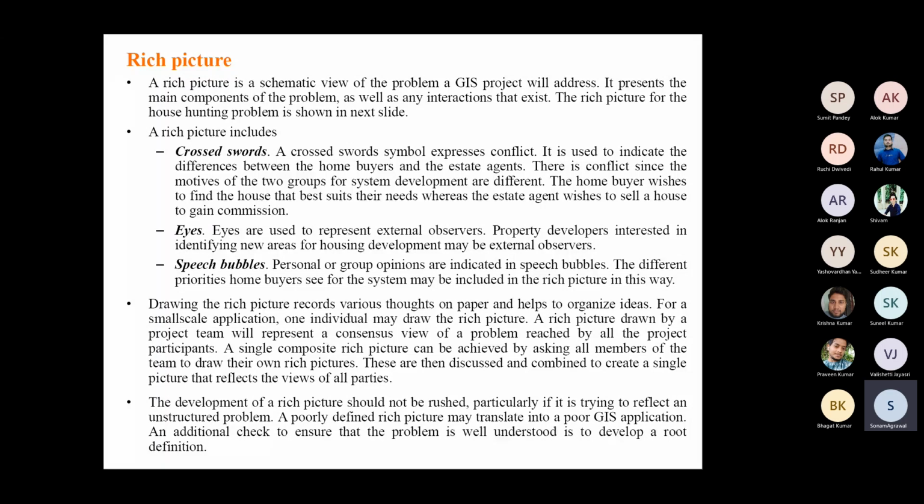The development of a rich picture should not be rushed, particularly if it is trying to reflect an unstructured problem. Unstructured problem means, in the starting lectures, we have learned about three types of management problems. First one is structured problem. Second one is semi-structured problem. Third one is unstructured or ill-structured problem. Ill-structured or unstructured problems are those whose solution is not well known. A structured problem is like any of the regular problems; the user knows that this type of problem will be faced.